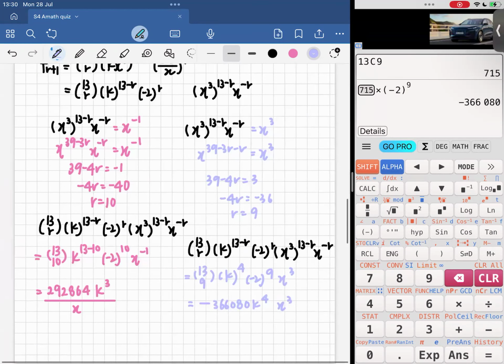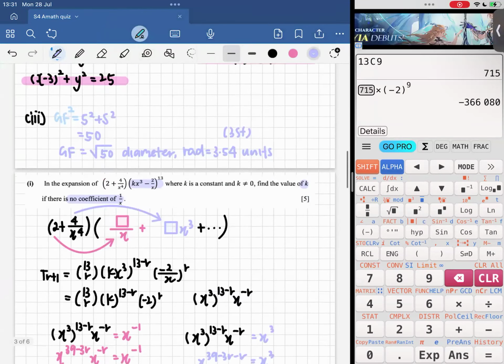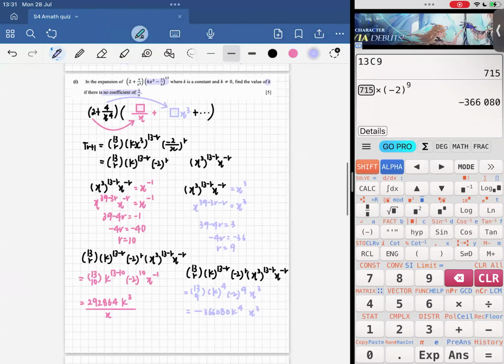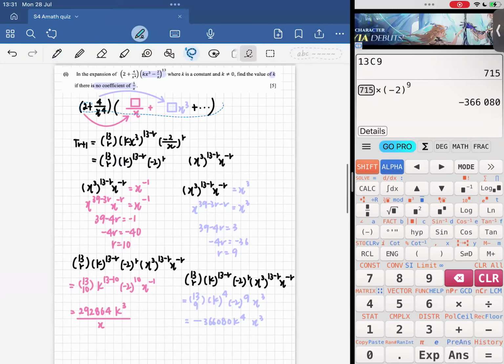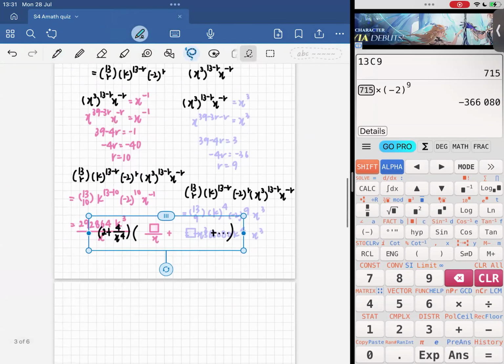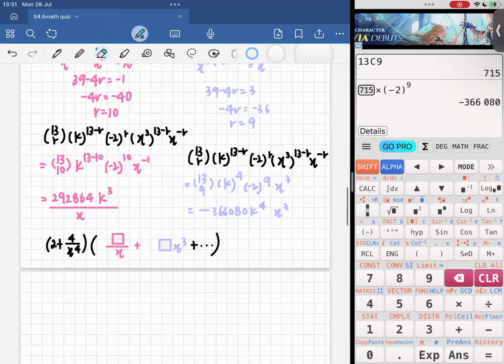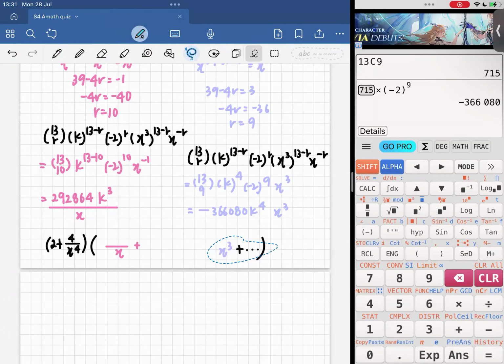Wow, I knew I would need more space. How many marks is this? 5 marks, is it? Yes, okay. So now what I have here is that I have this one already, right? What I'm going to do is put in all my values. I probably need a lot more space. So the pink one, I use a darker pink: 292864 k to the power 3 over x.